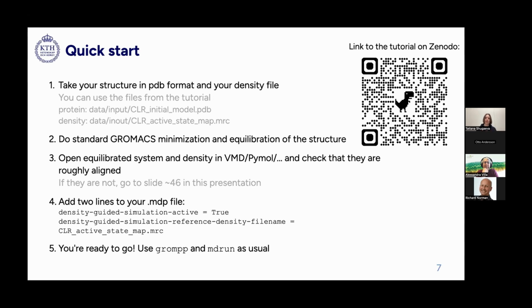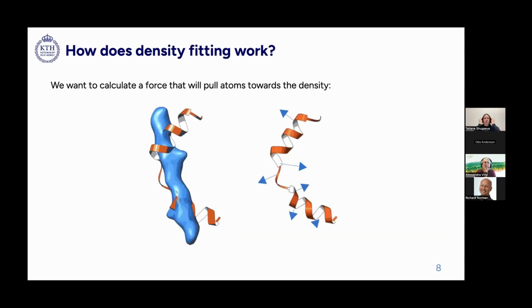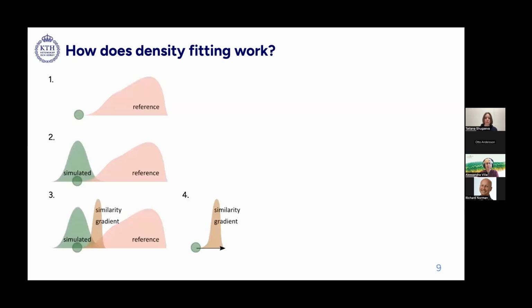If you want to delve a bit more deeply into the theory, let's move on and discuss how does density fitting work. Here we have an example. Blue is the density and red is a helix that is curved, but it seems that we want to straighten it up so that it fits into the density. We need to somehow calculate these forces that will act on atoms and pull this helix inside the density. So how do we do that?